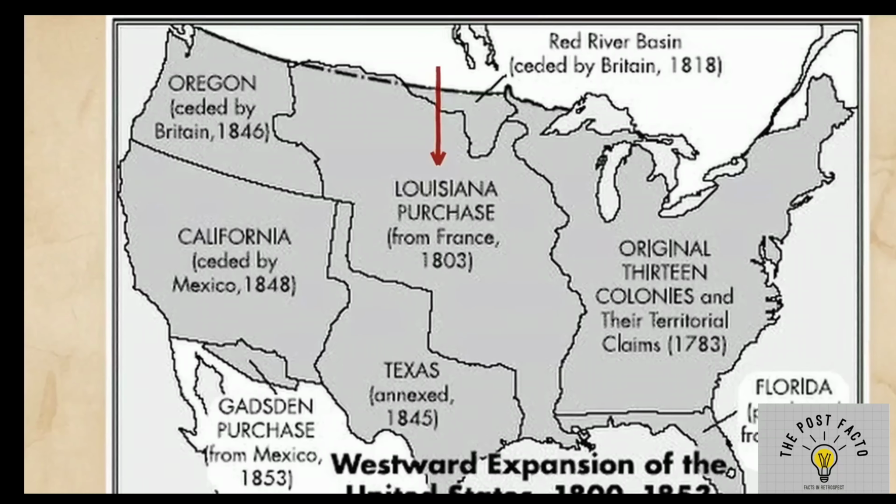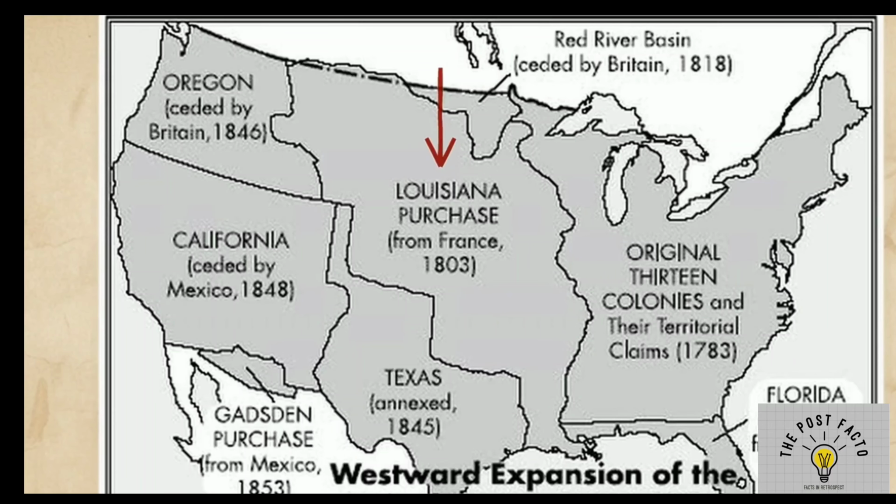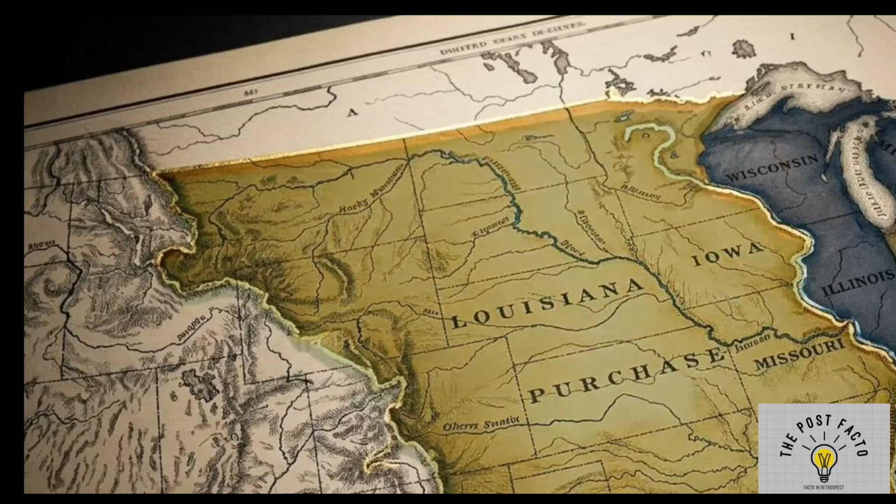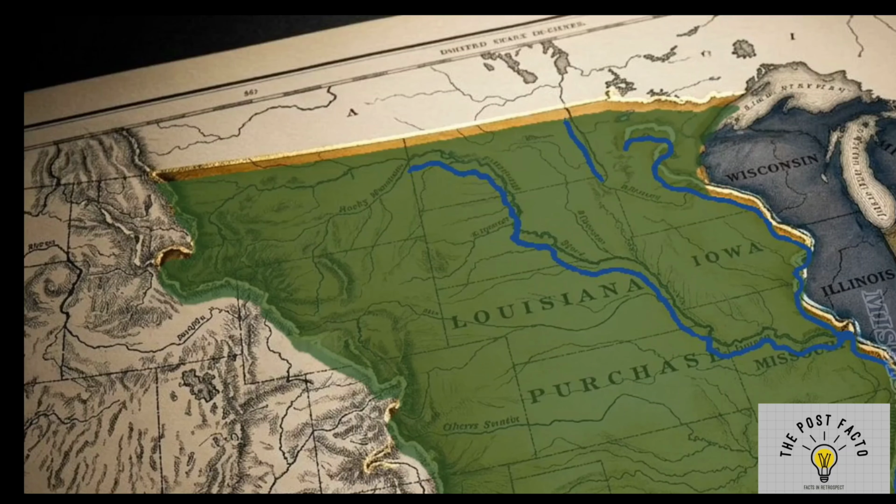In 1803, Napoleon needed cash to finance his European wars. The U.S. capitalized on France's vulnerability, purchasing the massive Louisiana territory for $15 million. This single transaction doubled the size of the country and secured absolute control over the vital Mississippi River trade route.